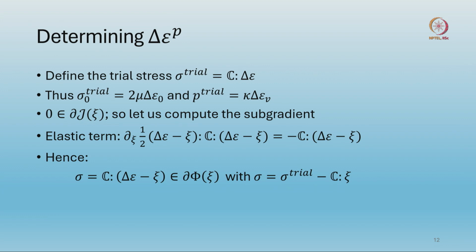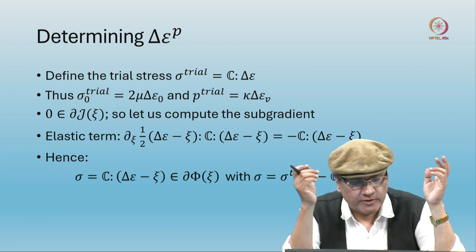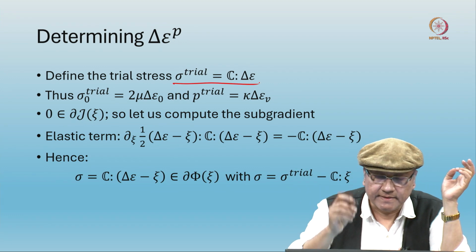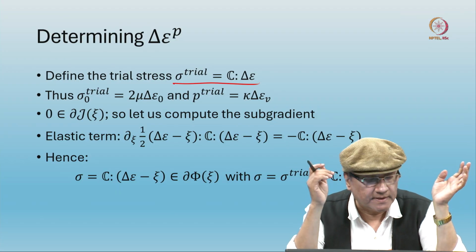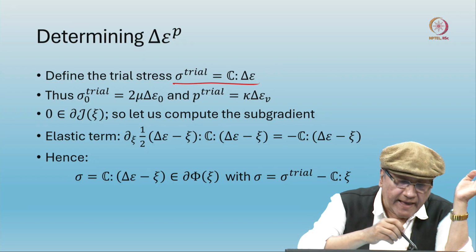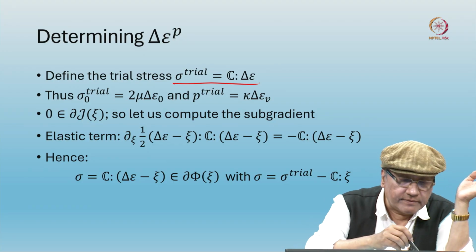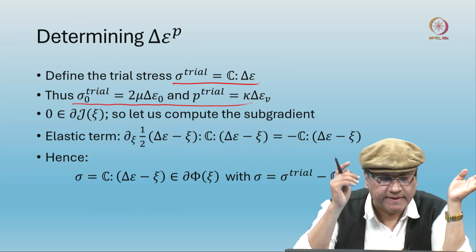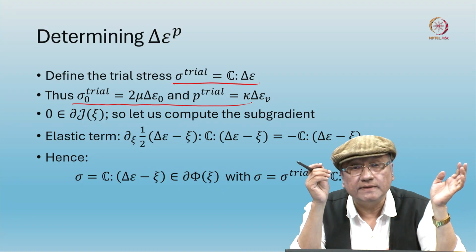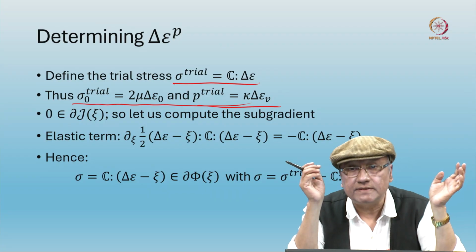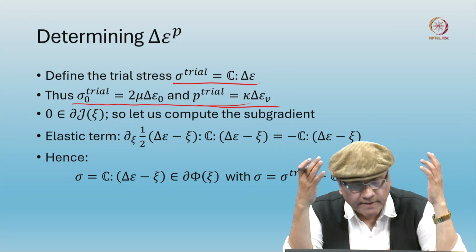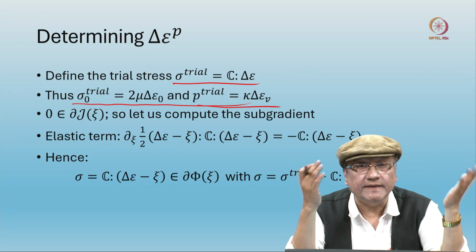Now, as we have always been doing, define the trial stress as script C inner product with delta epsilon, and also extract from there the deviatoric part of the trial stress, which is 2 mu times delta epsilon 0, and also the pressure part, which is P trial equal to kappa times delta epsilon v.